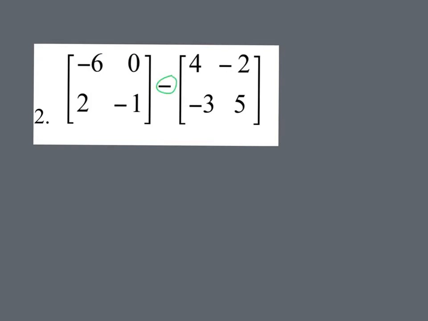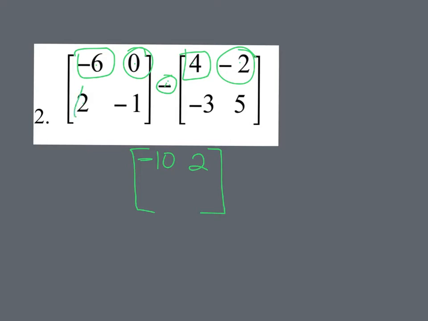Likewise, we have a subtraction problem, same as the previous one, where we're just going to subtract the entries. -6 and 4. We're subtracting, okay, so be careful. -6 minus 4, -10. Might need to use a calculator here. Alright, so 0 minus -2. That's going to be a plus. 0 plus 2, so 2. 2 minus -3. Okay, minus and negative is plus. 2 plus 3 is 5. And then -1 minus 5, that's -6.